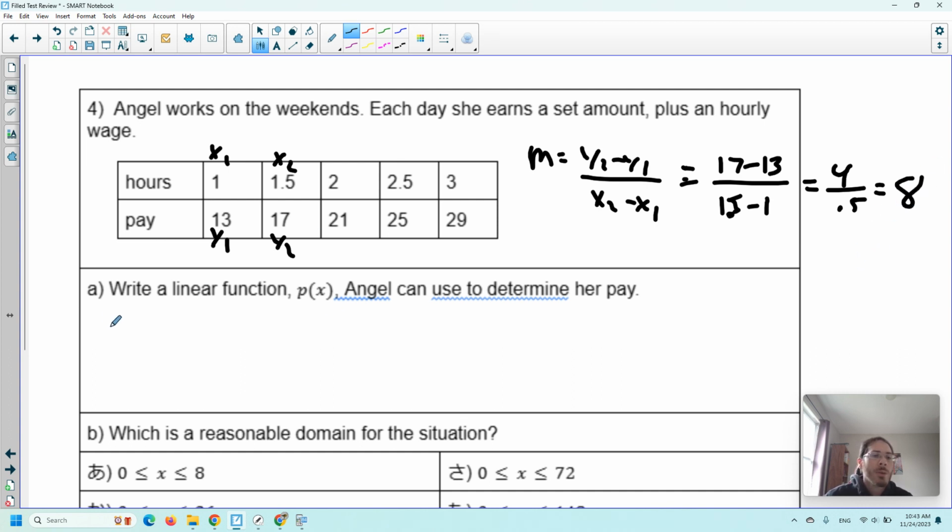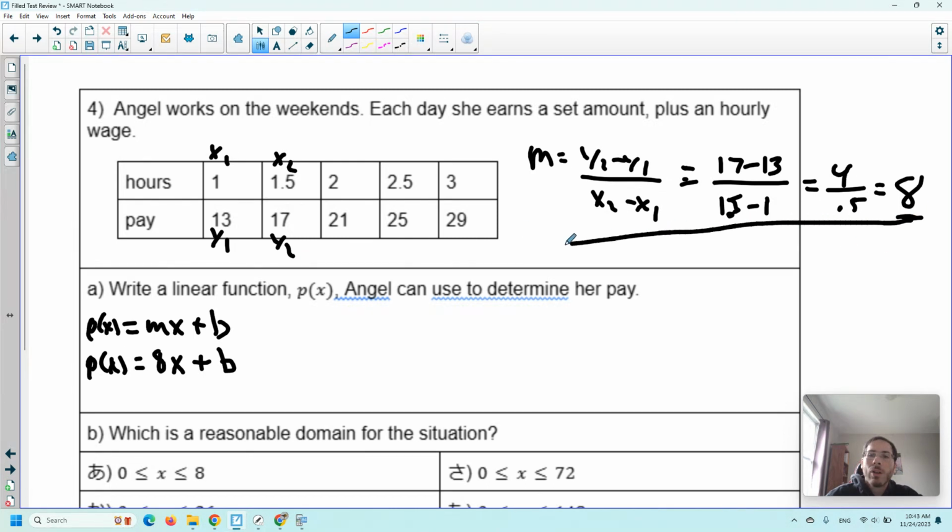So if we're doing y equals mx plus b, like we should for a linear function, oops, we got function here, so we're going to p of x. Sorry about that. P of x equals mx plus b. So p of x equals 8x plus b. So that's pretty good. Again, we got our slope from all the way up here. This is going to come all the way across into m. So we have our basic equation.